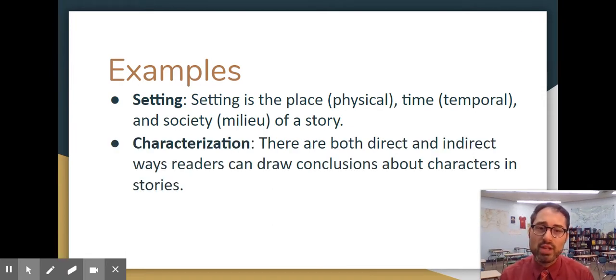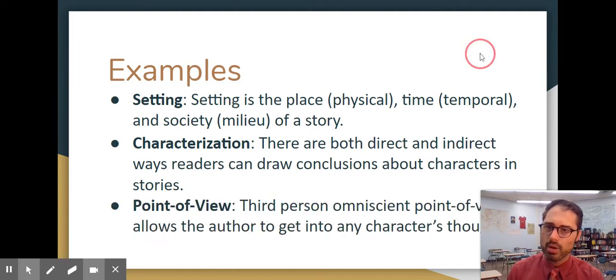I say there are both indirect and direct ways readers can draw conclusions about characters and stories. Notice here I wasn't very specific. In the setting example, I mentioned 3 different types of setting: physical, temporal, social. For the characterization one, I did not say it is what characters say, what characters do, what characters look like. I didn't list all the options. If I was writing about only certain types of characterization, maybe my definition would include that. So my definition might change a bit to focus on whatever I need to focus on based on the prompt.